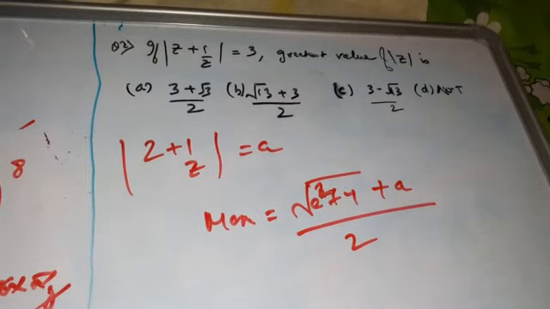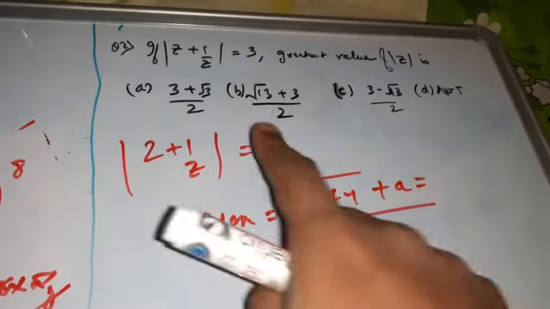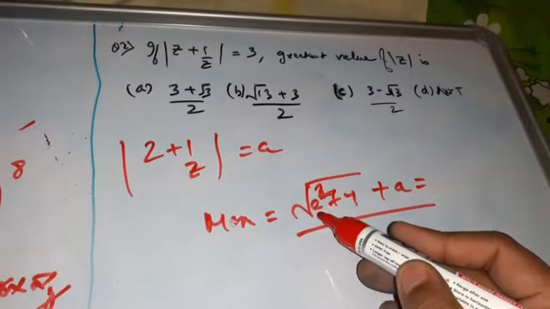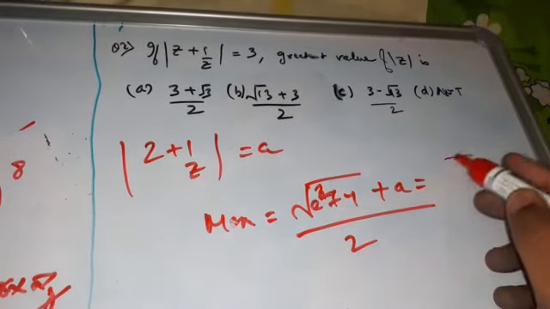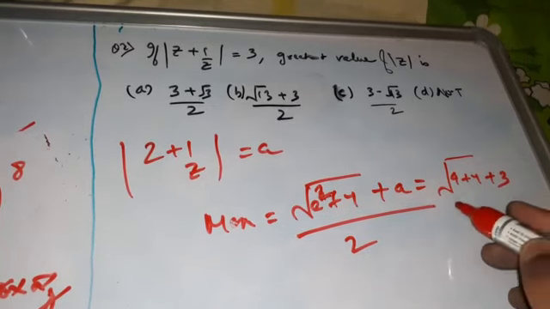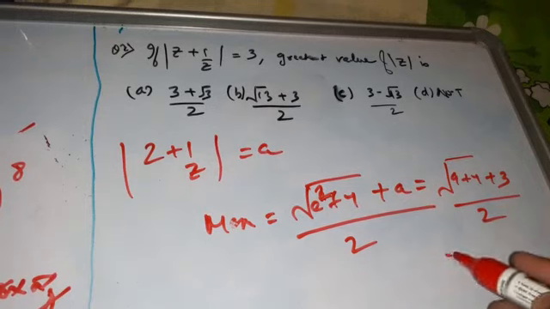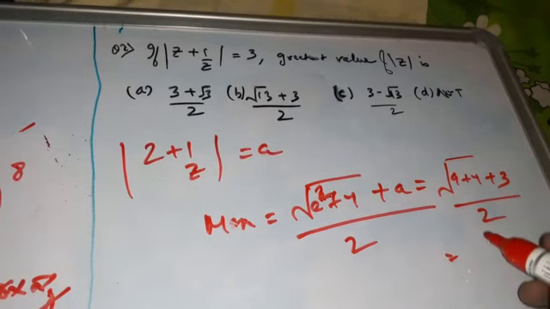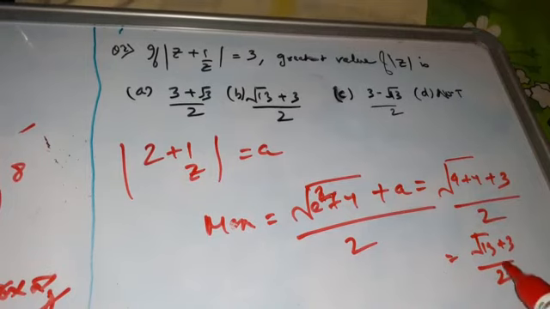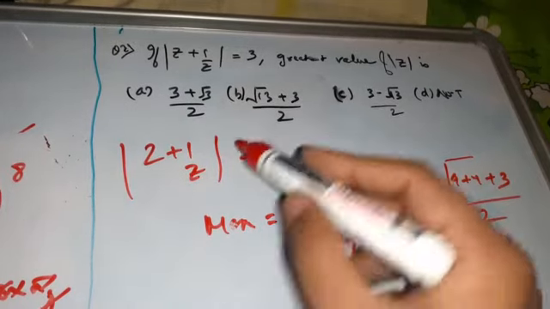And here, a is given as 3. So in place of a we put 3: 3² is 9, 9 plus 4, plus a which is 3 again, divided by 2. So 9 plus 4 is 13, so (√13 + 3) / 2. So this is option B.